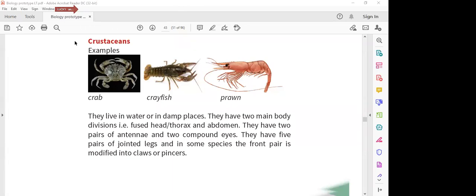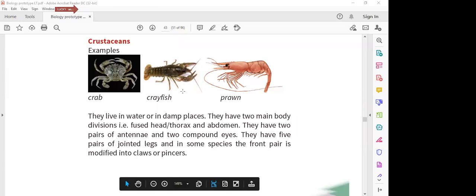Okay, so then they have two pairs of antenna and two compound eyes. Okay, one thing also we can talk about these crustaceans. Most of them, their appendages are forked. They have what we call forked appendages.